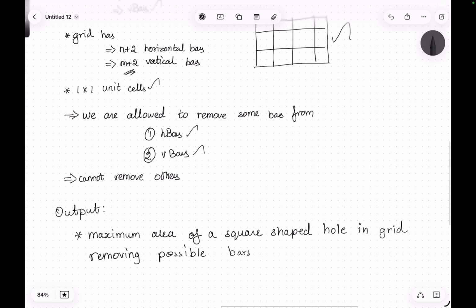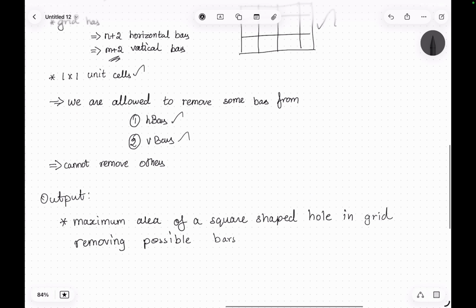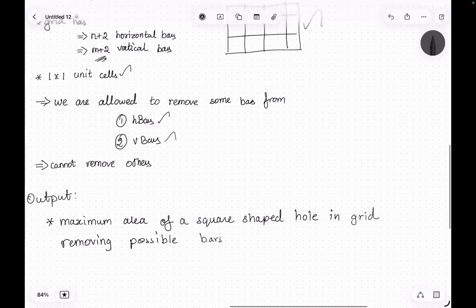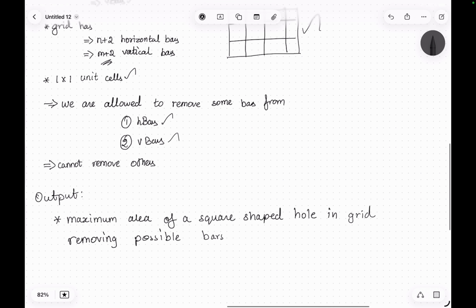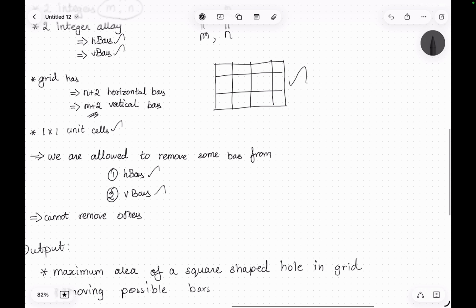So the output is to return the maximum area of the square shaped hole in the grid, removing all possible bars. So this is what we are asked to return. Which means if we are asked to remove certain bars, for example, we can remove this bar and this, from the vertical, and this one and this one from the horizontal. So from this we can say that we are getting a square, right?